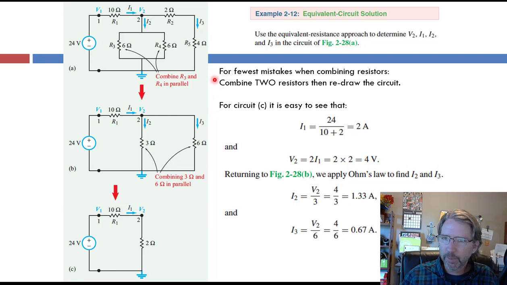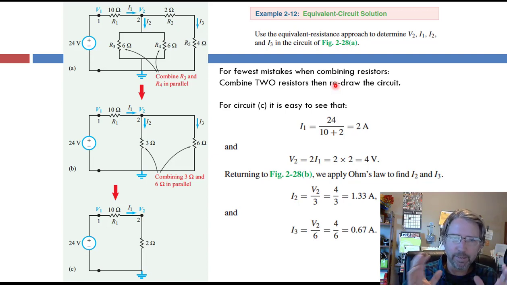This is a really good recommendation that students sometimes try to shortcut, but combine two resistors at a time. Pick obvious ones, where I know these are series or I know these are parallel, redraw the circuit, then take a look at it again. With equivalent circuits, it's hard to be methodical. You have to kind of see it. So redrawing it after you do 2 easy ones at a time, hopefully after you redraw it, you'll see the next 2 easy ones and you can keep going.